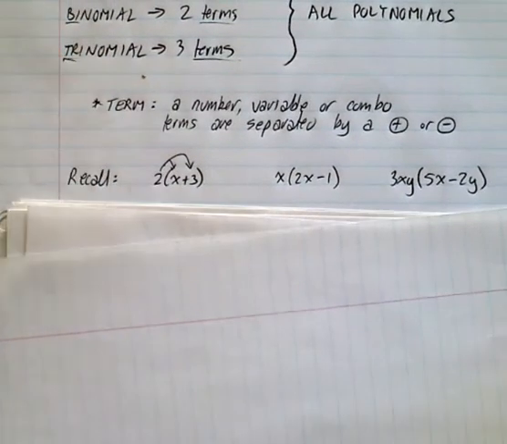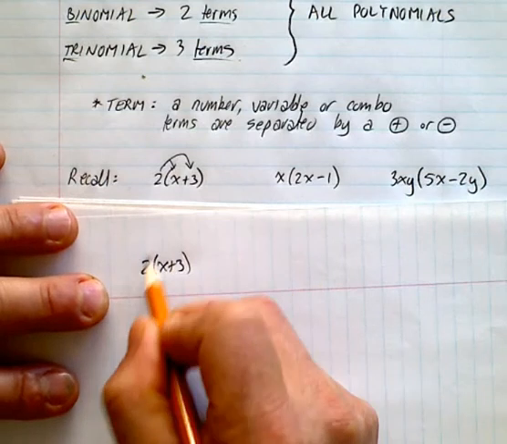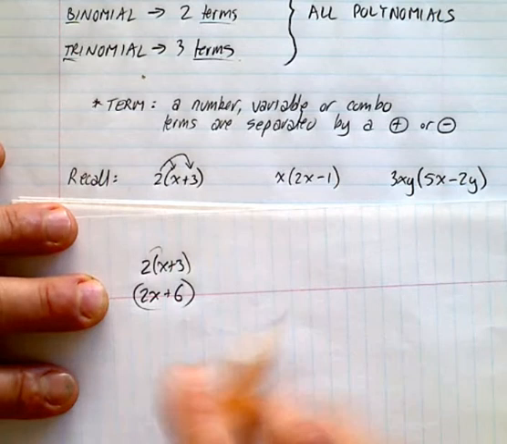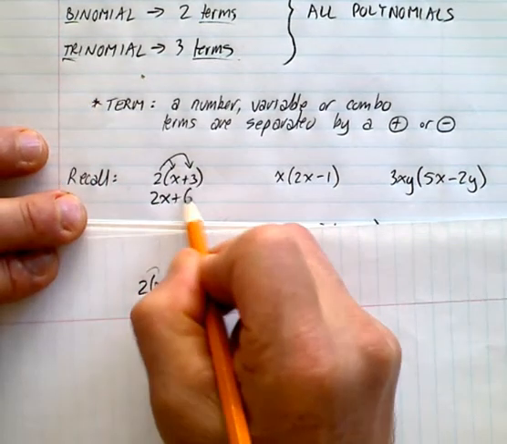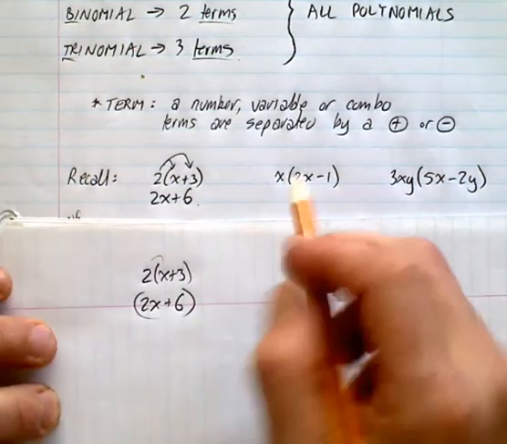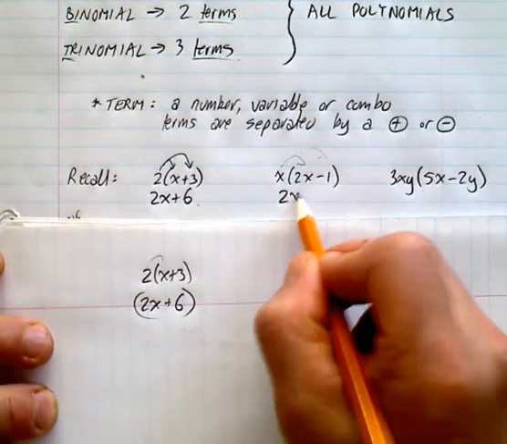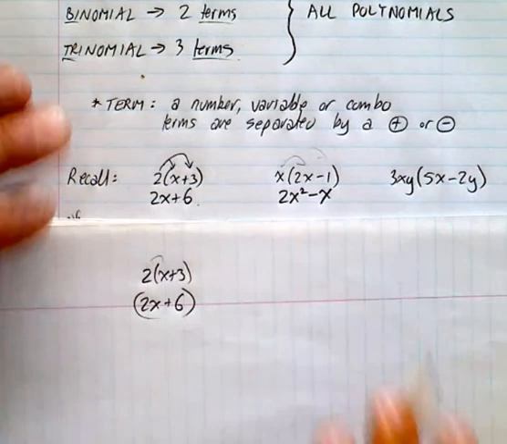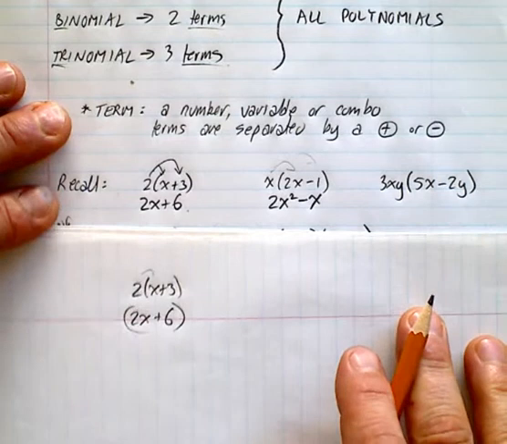Here we go. So this is going to be 2 bracket x plus 3, well, 2 times x gives you 2x, and 2 times 3 gives you 6. So that would be the answer to this, okay? 2x plus 6. Now in this case, what we have is boom, boom. So x times 2x is 2x squared, x times negative 1 minus x. Boom, you're done, okay? This one's a little bit more complicated, but hopefully you can still do it.